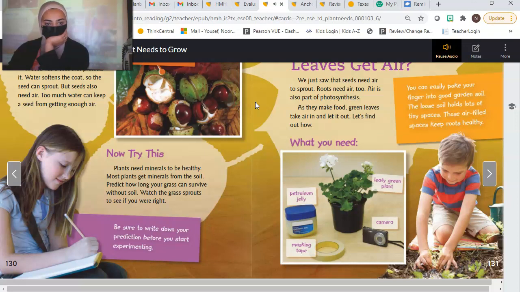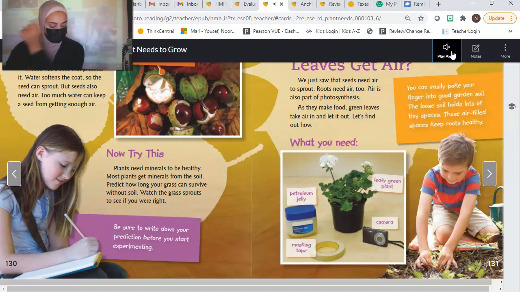Now try this. Plants need minerals to be healthy. Most plants get minerals from the soil. Predict how long your grass can survive without soil. Watch the grass sprouts to see if you were right. Be sure to write down your prediction before you start experimenting.